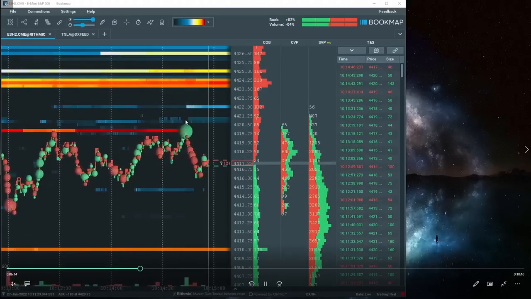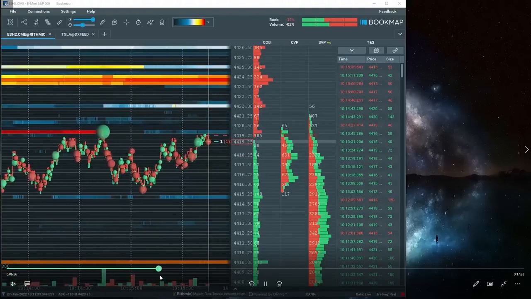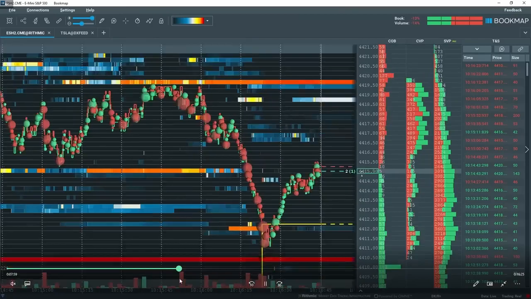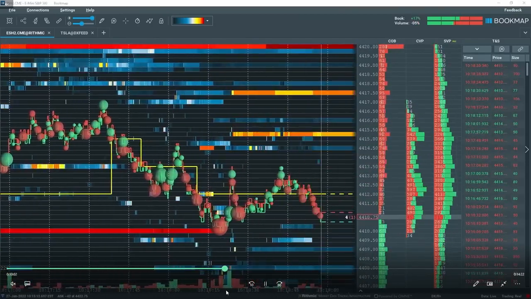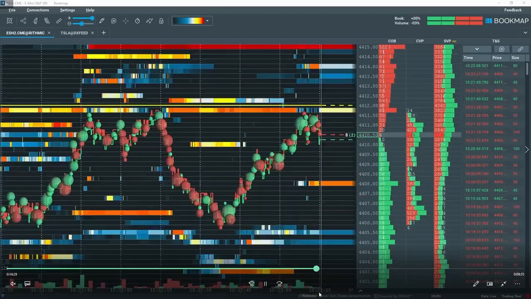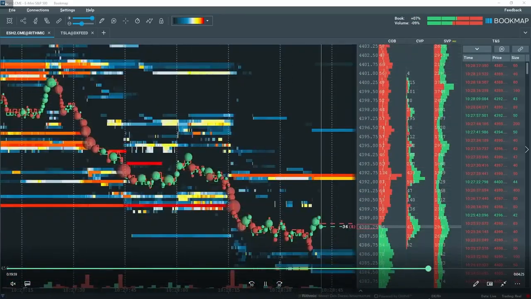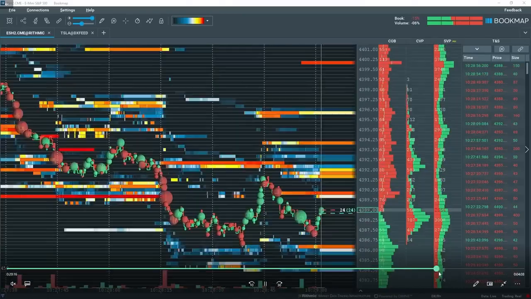Come back into it, 4420. Another large buyer gets filled. Acts as resistance. Aggressive prints coming through. And we're about 20 points off the high here. And then we get a sell-off even further with more aggressive selling prints coming through.